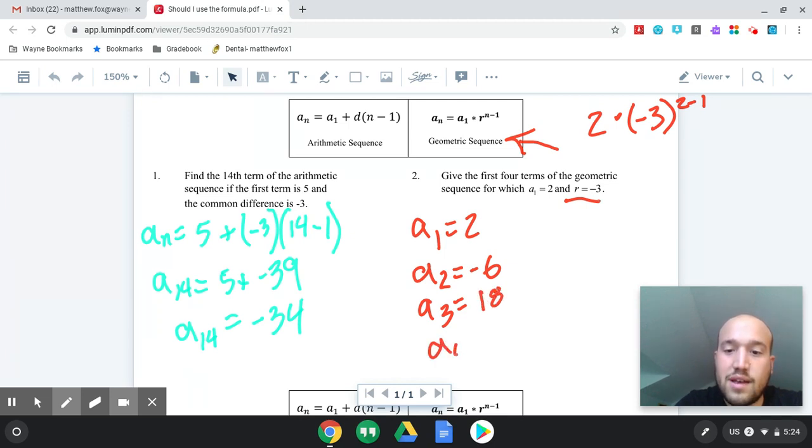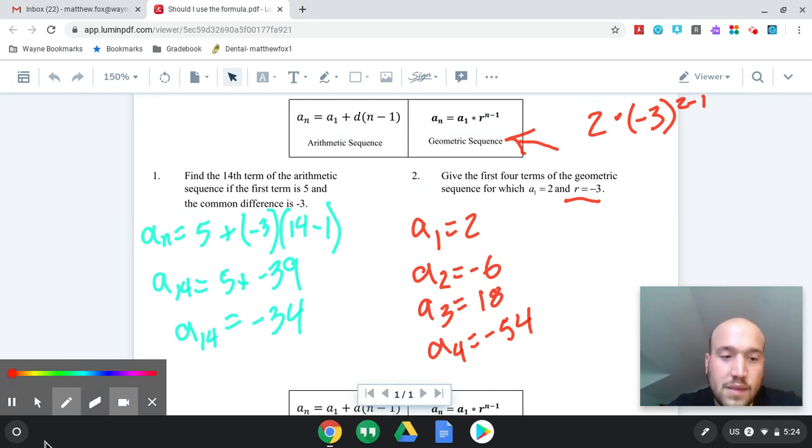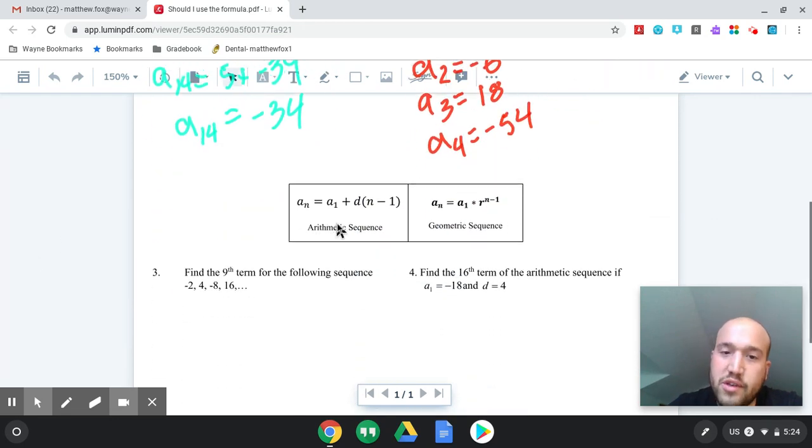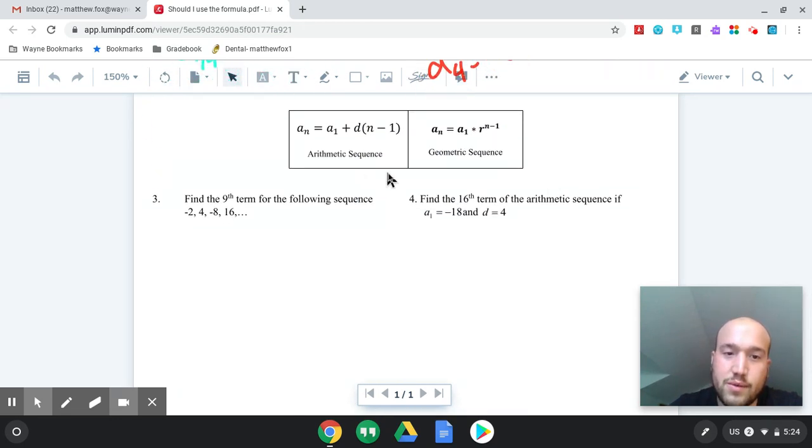And then the final one, a sub 4, if we take that 18 times -3, we're going to get -54. All right. Now, let's scroll down here. These are the exact same 2 formulas. I just put them there so we could see them as we scroll down. And we got 2 more problems.